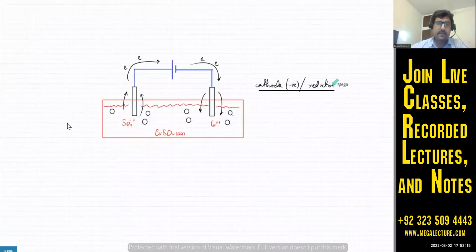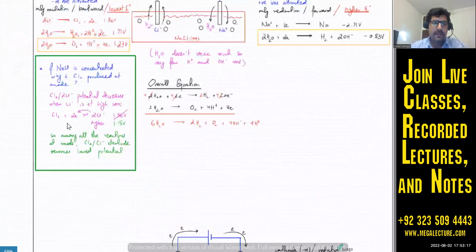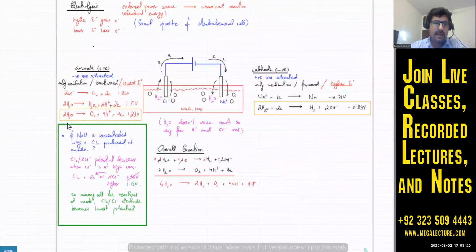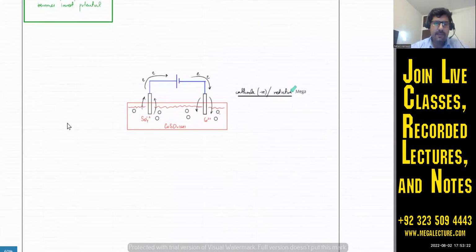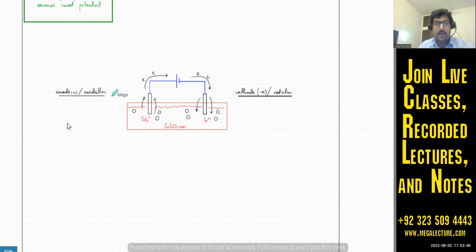So oxidation, let me copy it from above. So at the anode, oxidation will happen, the positive side. Anyone who comes to the positive side, usually a negative ion, is going to undergo oxidation. So you've got these two sides, cathode and anode.